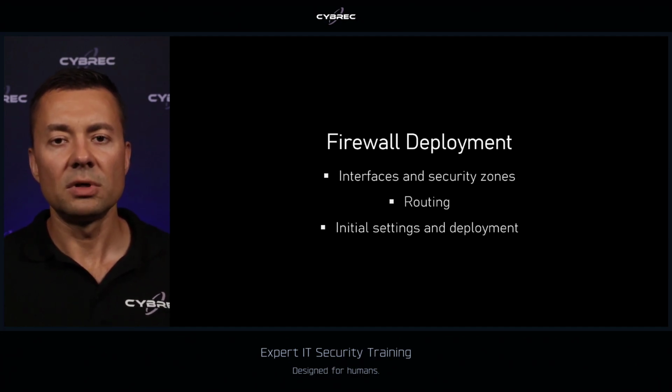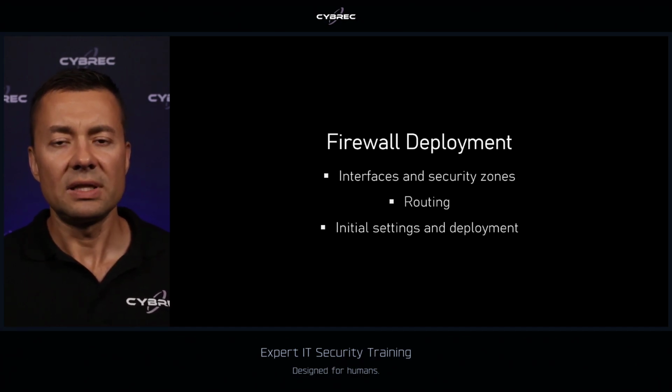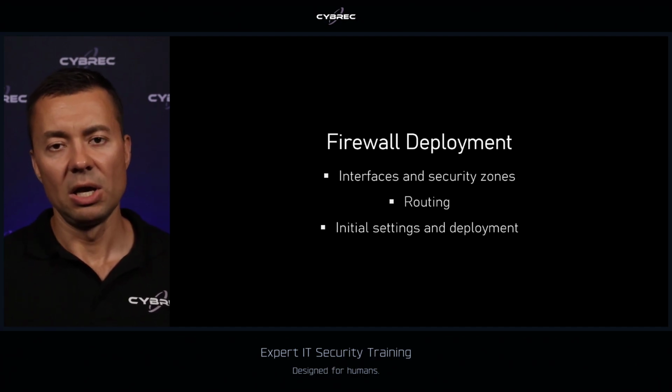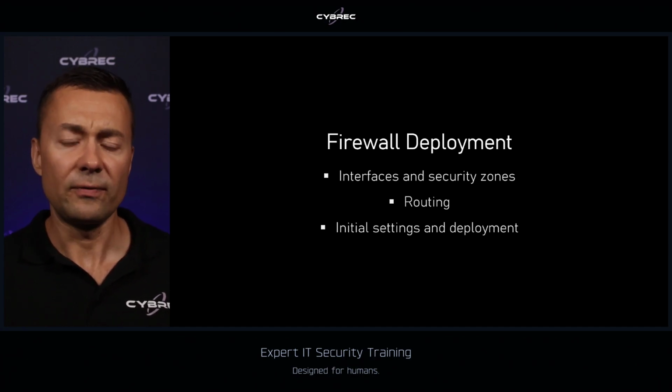We will look at the security zones so we can properly segment the network. We will then take a look at IP routing so we can communicate our system with the other portions of the network. And finally, I'm going to show you all those different things together.